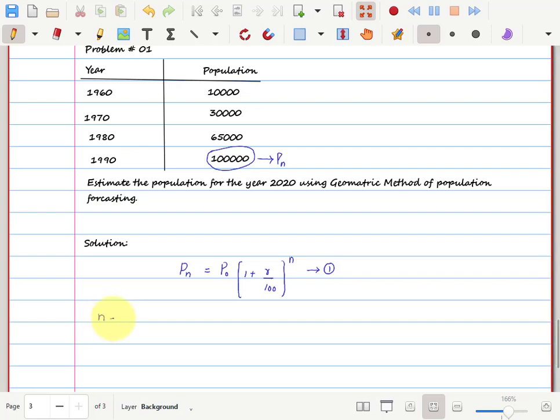What is N? N is equal to the year for which we are finding the population, 2020, right? Minus the latest year given to us. The latest year given to us is 1990, divided by 1 decade, which is 10. This is going to be 30 divided by 10 and is equal to 3. So the value of n is 3. Now we are just left with R. We need to find R.